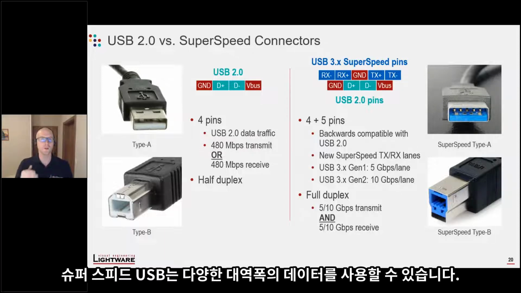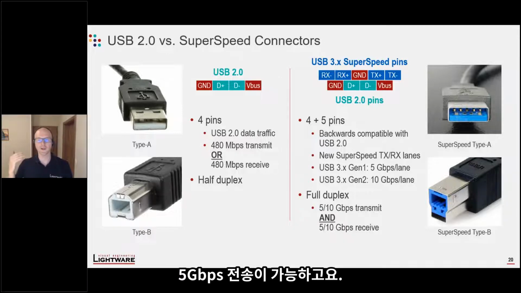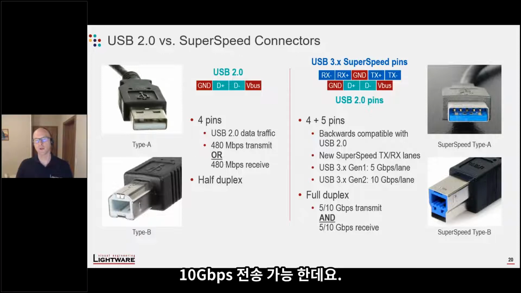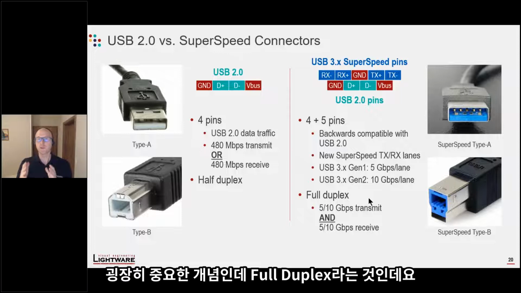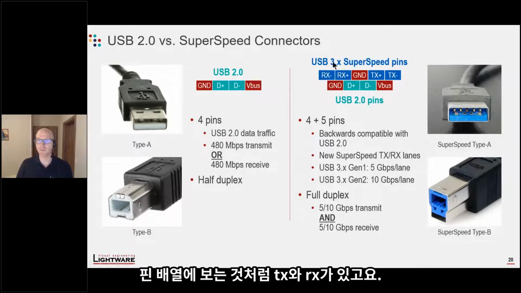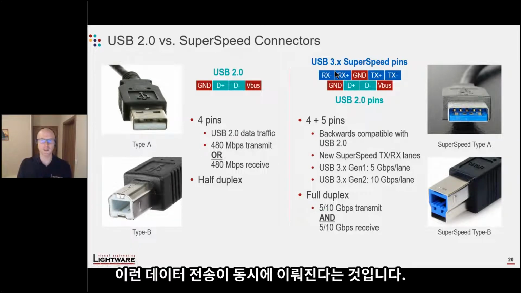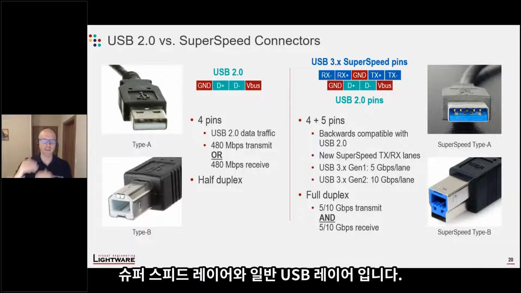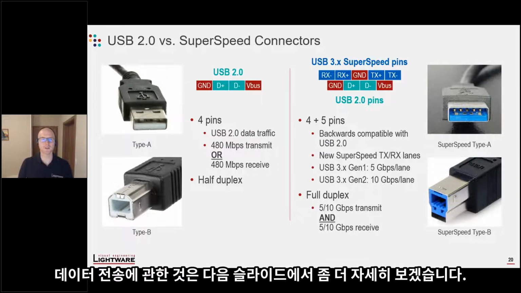Now, super speed USB can operate at different bandwidths. It can operate at 5 gigabits per second per lane. That's what we call Gen 1. They can also operate at 10 gigabits per second. That's what we call Gen 2. And it's very important that it's a full duplex standard. As you can see, we have a transmit pair and a receive pair, and they can operate simultaneously. But it also has D plus D minus. So the super speed USB connector has 2 different layers, a super speed layer and a USB 2.0 layer, but we will discuss that in more detail in a few slides.